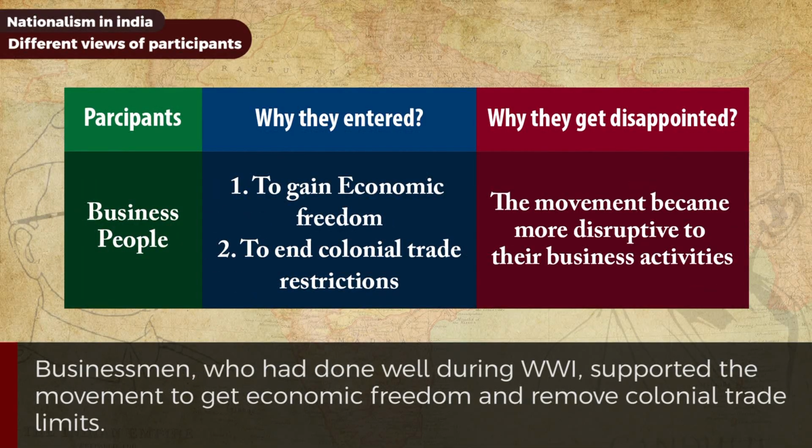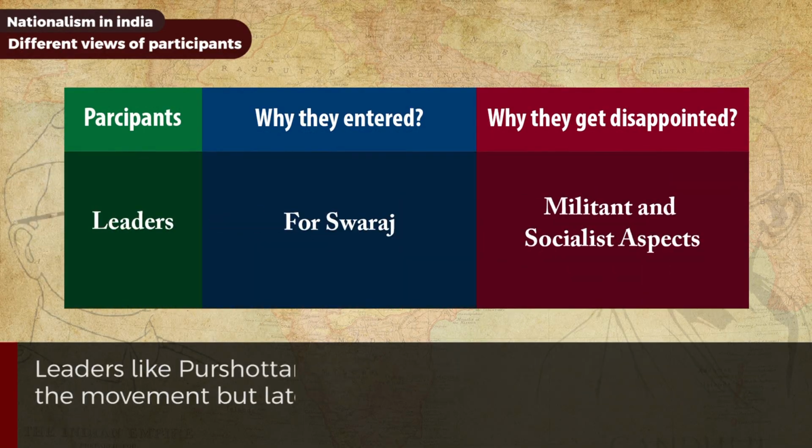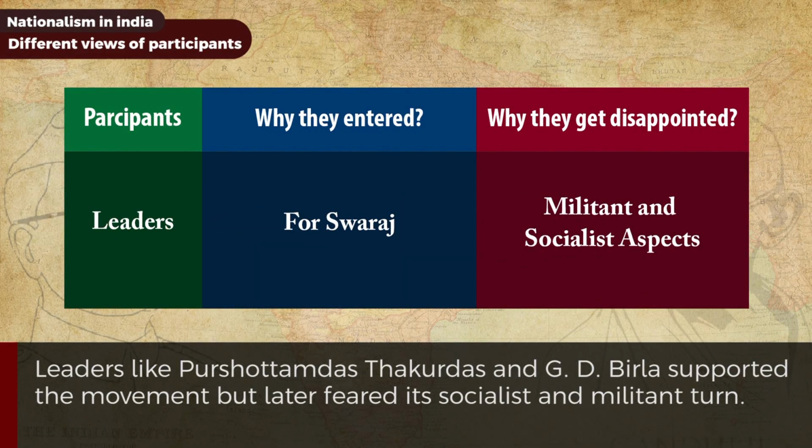Businessmen who had done well during World War I supported the movement to get economic freedom and remove colonial trade limits. Leaders like Purushottamdas Thakurdas and G.D. Birla supported the movement, but later they feared this movement may turn socialist and militant.